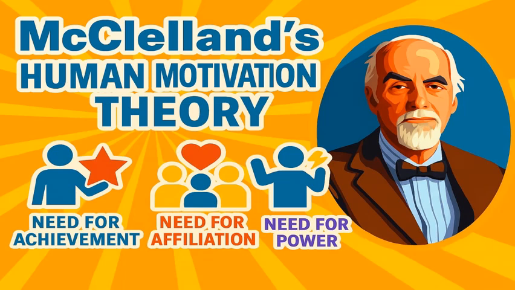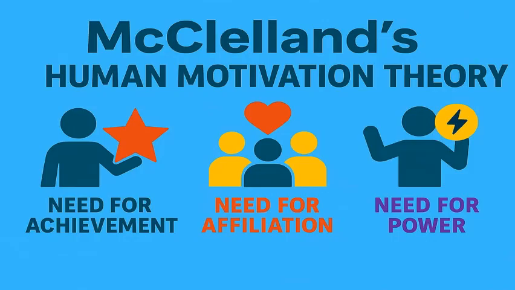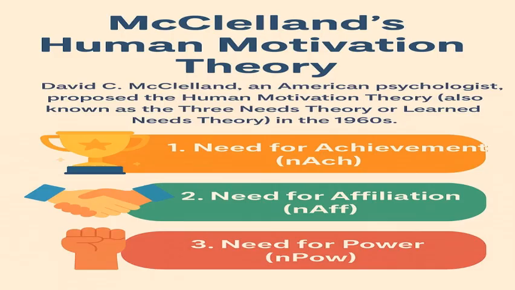Today I am going to deliver a lecture on McClelland's human motivation theory. In this theory, I will discuss need for achievement, need for affiliation, and need for power. Here is the picture of McClelland. So in McClelland's human motivation theory: need for achievement, need for affiliation, and need for power.